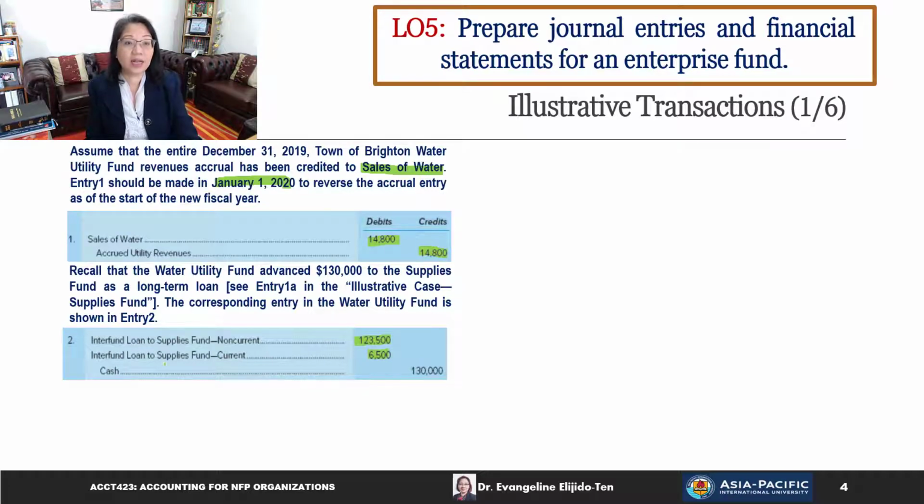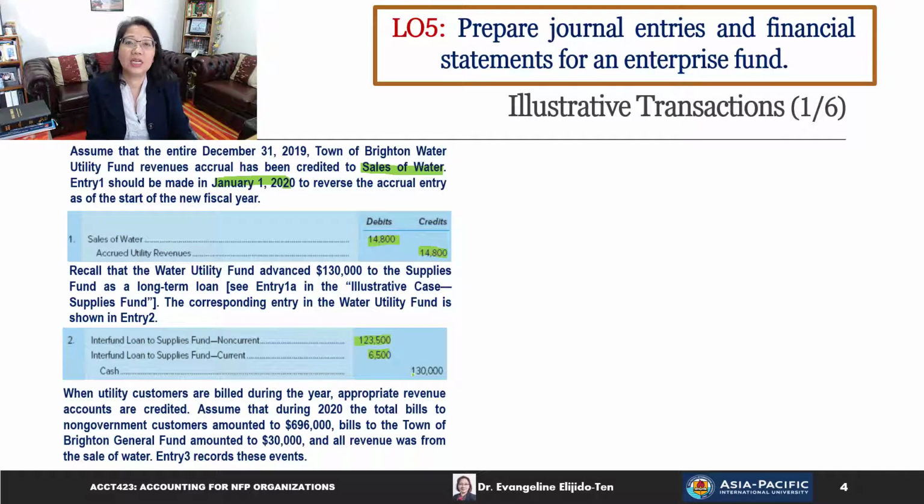And the credit would be to cash, 130,000, because obviously the cash of the water utility fund was reduced by 130,000, since it's been transferred as an inter-fund loan to the supplies fund. When the utility customers are billed during the year, the appropriate revenue accounts are credited.